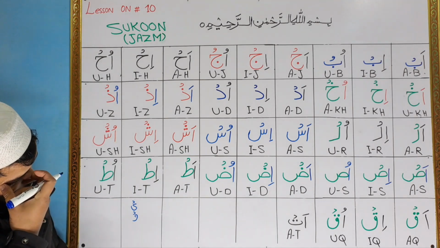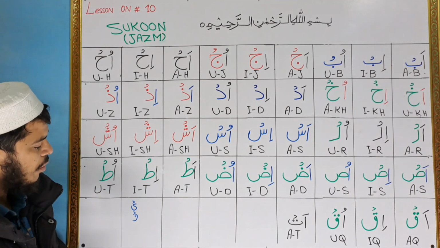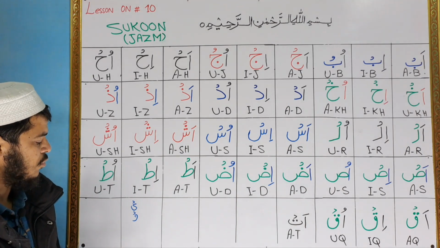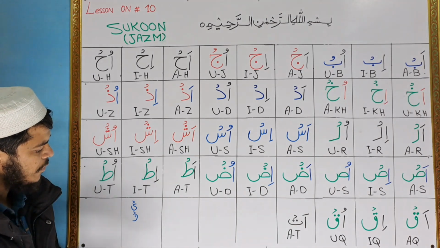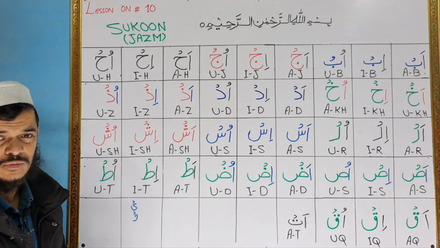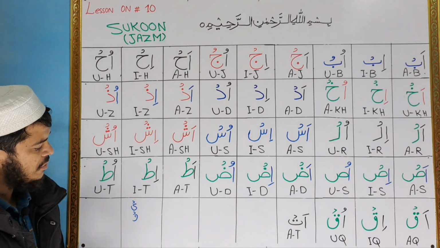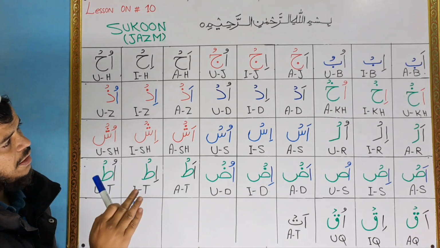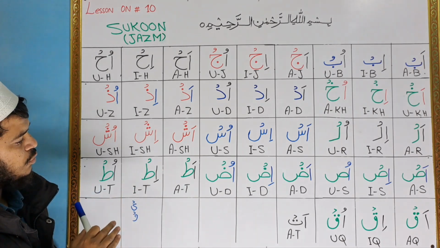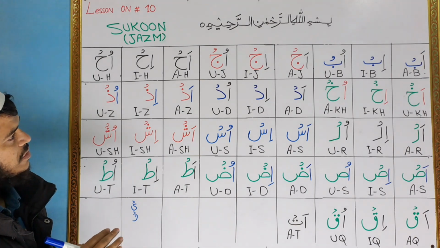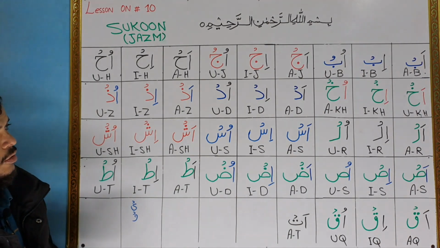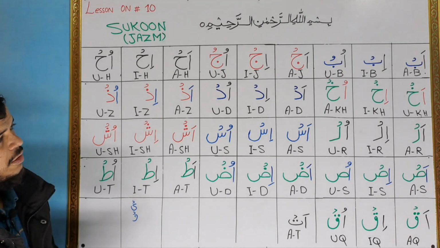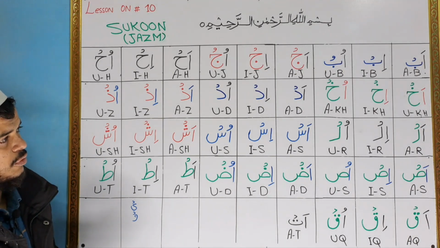But it's not like always waw or ya will come with sukoon. Any letter can come with sukoon. We have learned how waw with sukoon and ya with sukoon will sound in madda letters and lean letters. But basically any letter can come with sukoon sign. So in this exercise we are going to practice all the other letters, how it will sound if any other letter comes with sukoon on it.